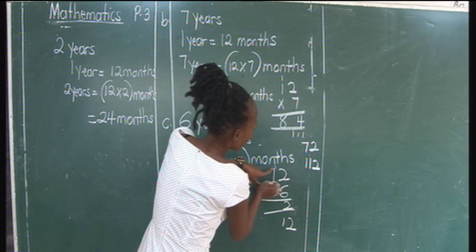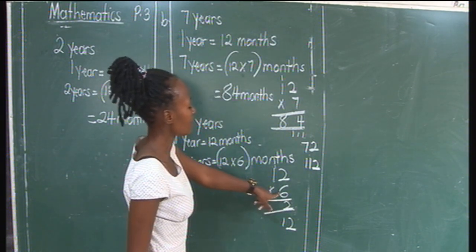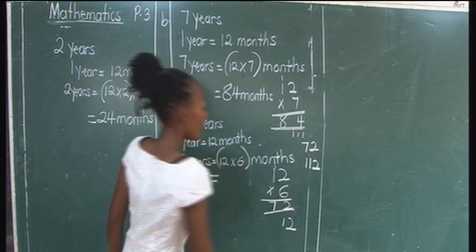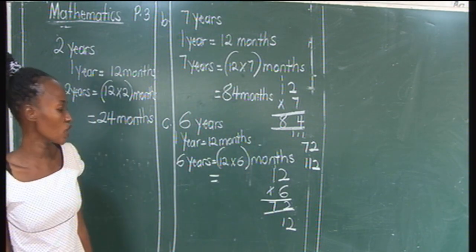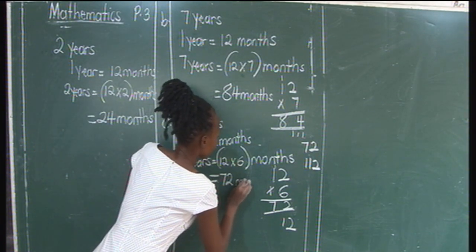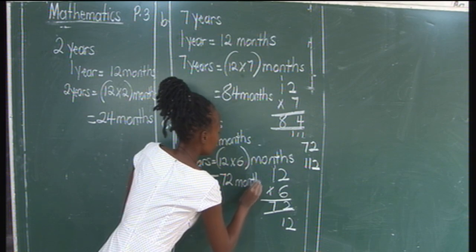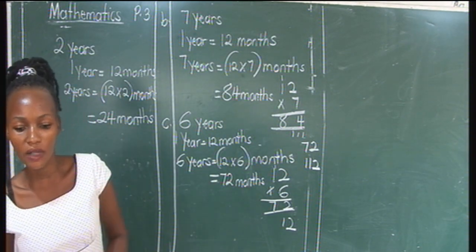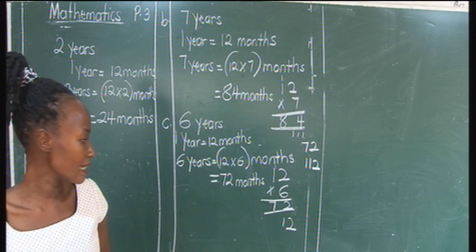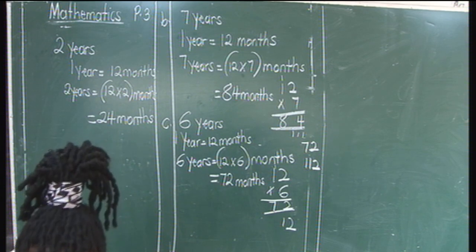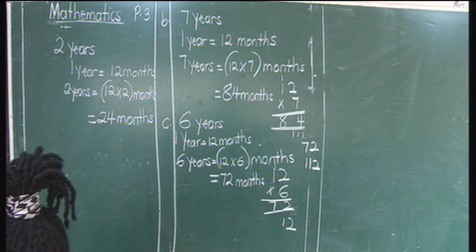Now here we shall have 1 times 6. That is 6 plus the 1 you carried, that is 7. And our answer is supposed to be 72 months. Don't forget to carry when you are supposed to carry. Our answer is 72 months. Now those ones, you will change them for me.